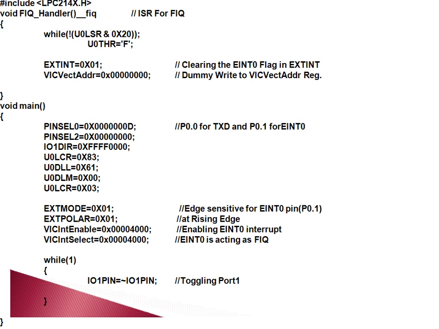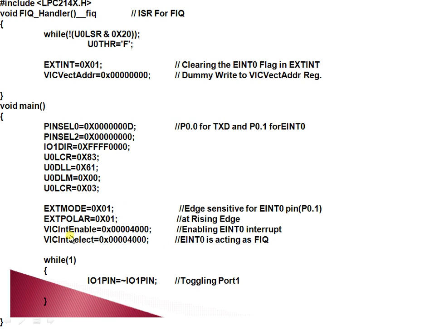As you can see, the EXT mode register is now configured to 0x01. Here, I'm using edge sensitive for the EINT 0 pin, which is nothing but your P0.1. So any edge, I did not specify any edge till now, on this particular pin will result in an interrupt. Now I'm specifying the polarity of that particular interrupt. I'm writing 0x01 here, which makes a rising edge. So every rising edge on this P0.1 will be recognized by the processor as an interrupt.